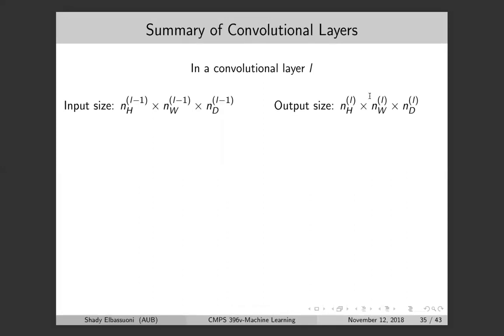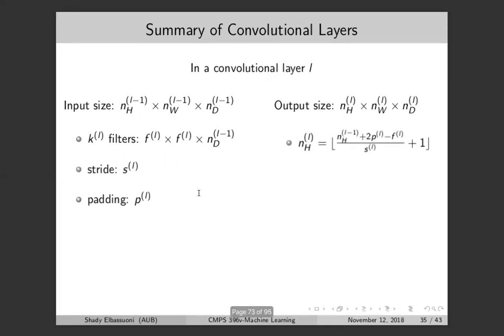And the output size is going to be n height of L, n width of L, and n depth of L. Okay. I have K of L filters that I'm applying in this layer. Each has a width of F of L, a height of F of L, and a depth equal to the input size. Remember that the depth of the filter is equal to the depth of the input image, or the input sample. So n depth of L minus 1. Okay. I have a stride of S of L. I have a padding of P of L.